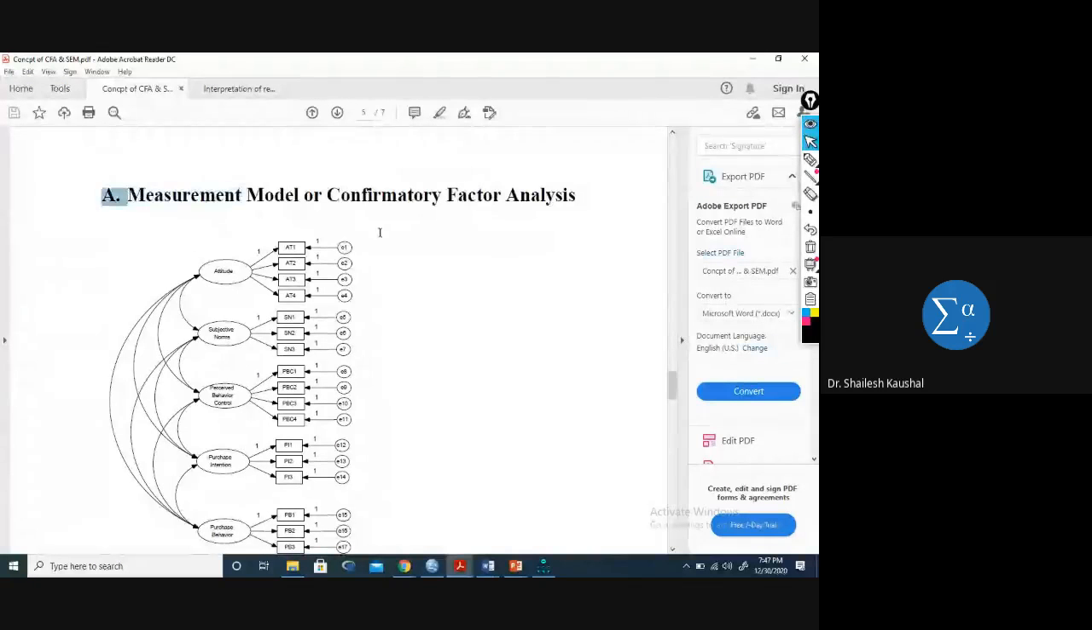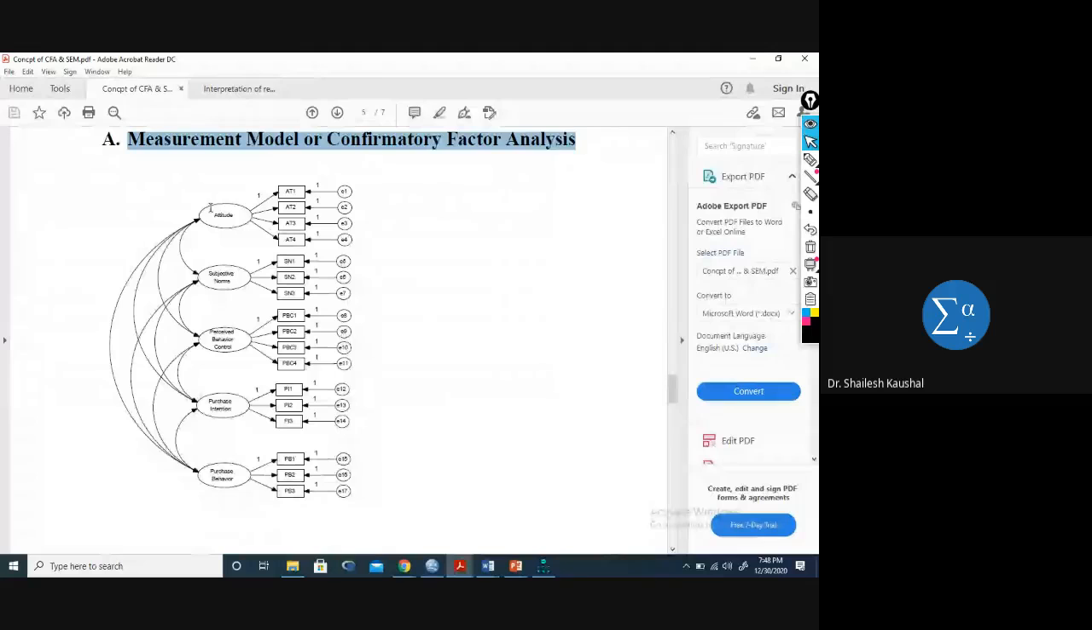So we will perform 2 things. One is the measurement or confirmatory model in SPSS, in AMOS. So we will create the path diagram in AMOS Graphics, and then run the model. And the results, through output, will give us 2 things. One is goodness of fit indices.